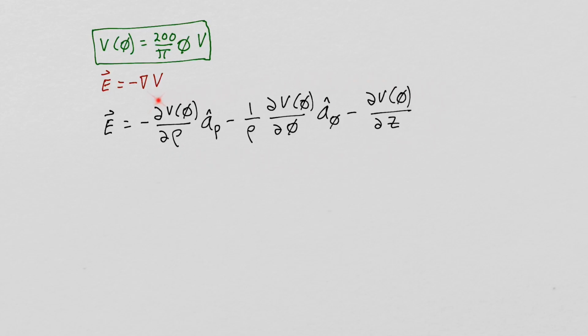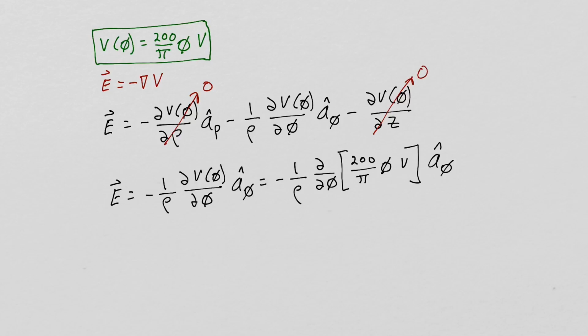Since V only depends on phi, the partial of V with respect to rho is 0, and the partial of V with respect to z is 0. So for V, we substitute in 200 over pi times phi. Taking that partial with respect to phi, we'll get 200 over pi volts. And with rho in meters, that will end up giving us units of volts per meter. So here is our electric field intensity.